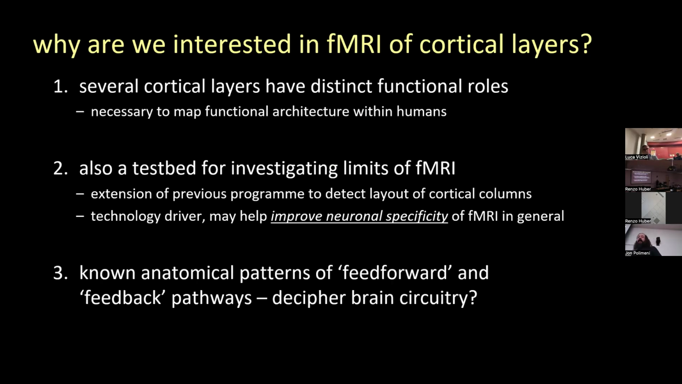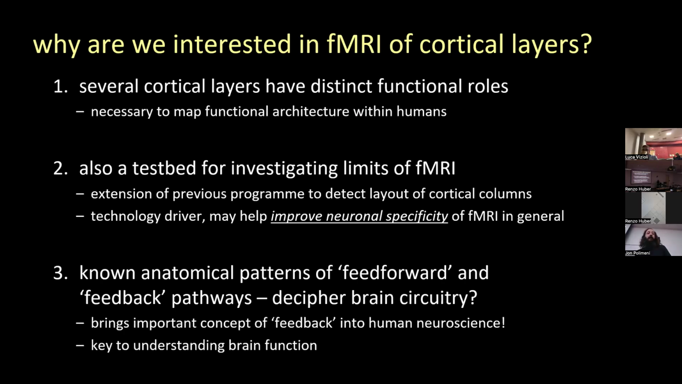But what we're really excited about with layer fMRI is that the different cortical layers have known anatomical patterns of feed-forward and feedback pathways. So I think layer fMRI can help us decipher brain circuitry, which brings this important concept of feedback for the first time into human neuroscience. And of course, this is going to be key to understanding brain function.